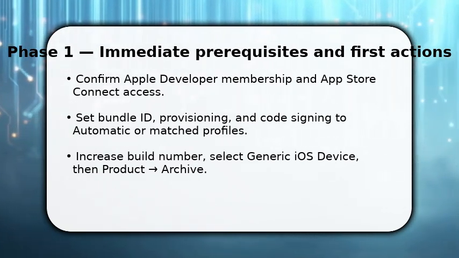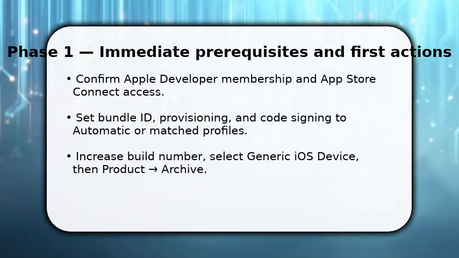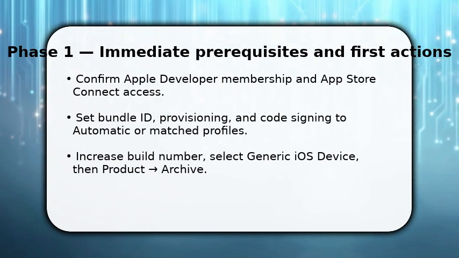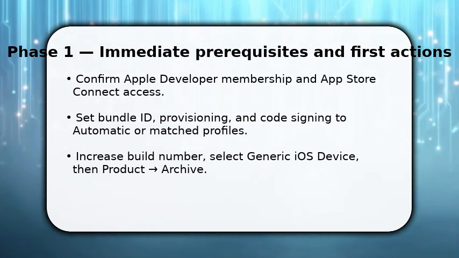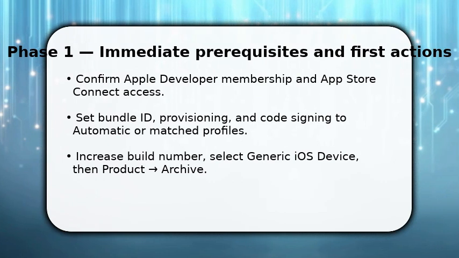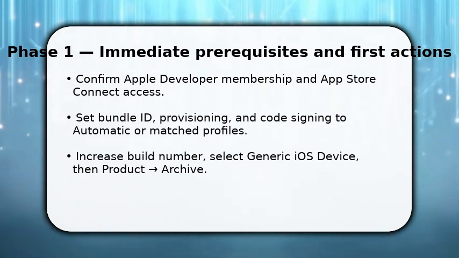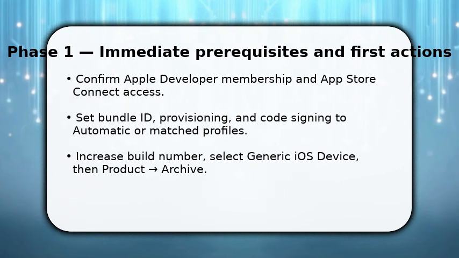Increase the build number so uploads register as new, then choose generic iOS device and archive from product. This creates a distributable xcarchive that Xcode uses. Make sure the archive succeeds with no signing errors. Otherwise, stop and resolve provisioning before continuing.